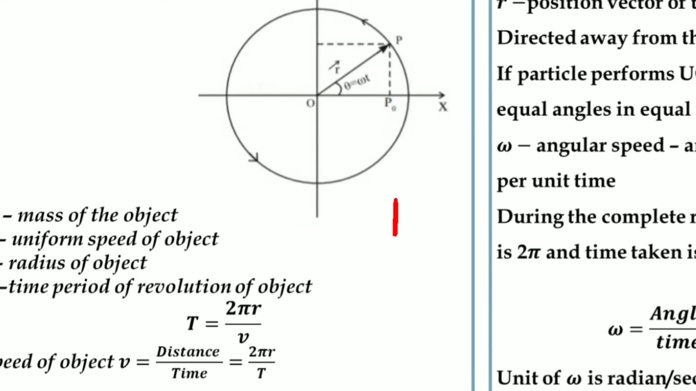So how does this equation come? Velocity is equal to displacement upon time, so time is equal to displacement upon velocity, and here displacement is 2 pi r divided by v. Now, right now we are going to calculate speed, not velocity, because in circular motion the velocity of the object is always changing, as the object is always changing its direction. So speed is equal to what? Distance upon time. So distance is 2 pi r divided by T.